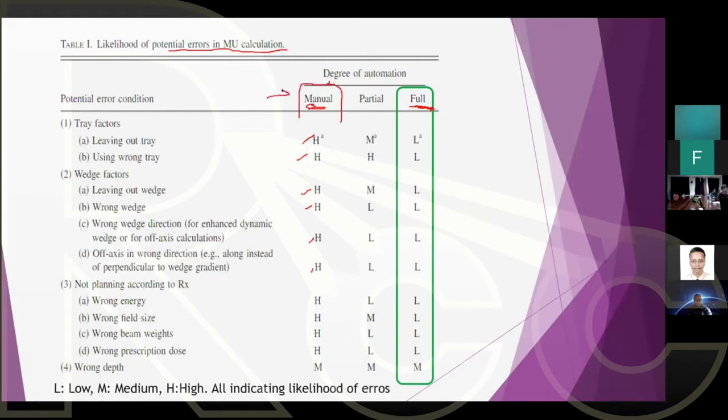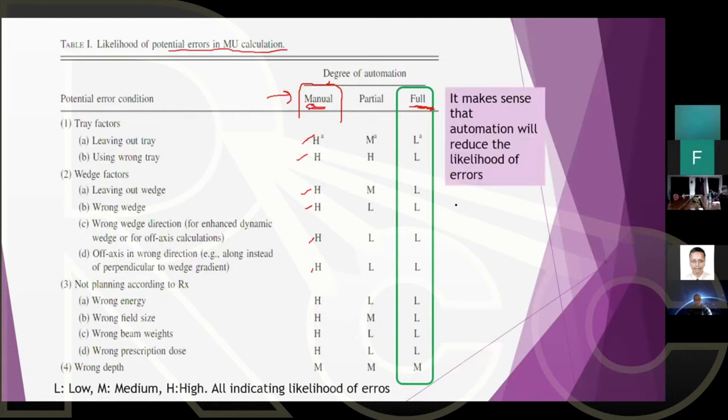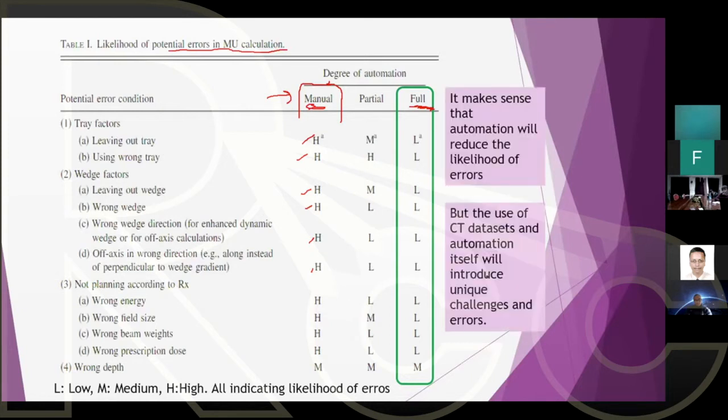So this is manual. And for people who are using automation, fully automated MU calculation, then you would have fewer errors with this. If you have a third-party software, it means that you are pushing the plan from the planning system towards that MU software. And so a lot of these parameters will go through. However, automation also has its own unique challenges.